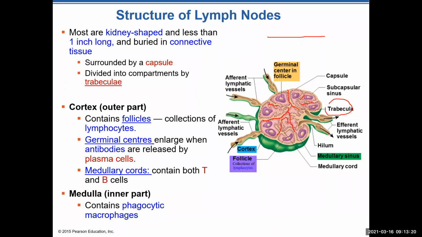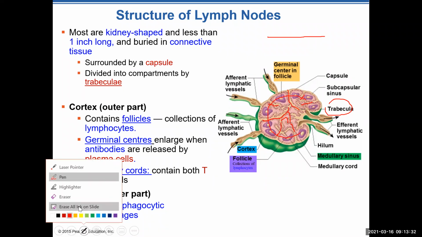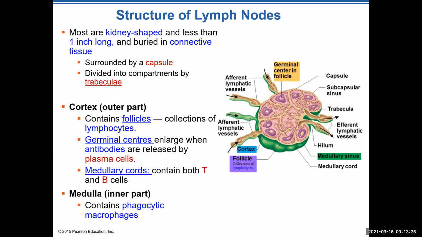Okay, what else do we have? If you see here, it's covered by a thick capsule. And then the outer cortex part is this part. So this part is the outer cortex, and it contains follicles. What are follicles? Do you see these purple colored things? These are follicles, and these follicles are basically collections of lymphocytes.